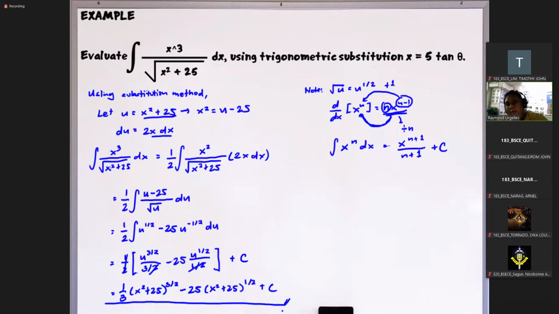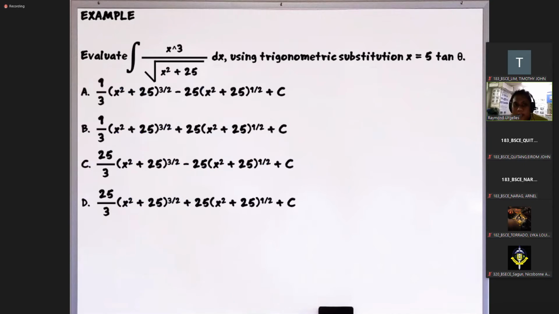Okay? So simple lang yung solution. Kung iisipin natin, substitution method lang, so kaya na nating isolve kaagad yung problem. So this is letter A: 1/3 (x squared plus 25) raised to 3/2, minus 25 (x squared plus 25) raised to 1/2.